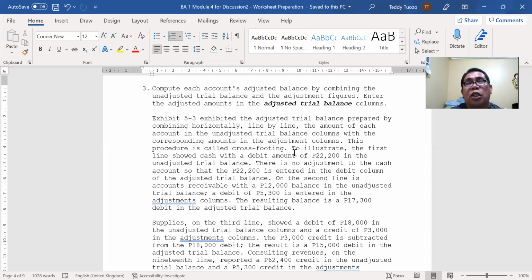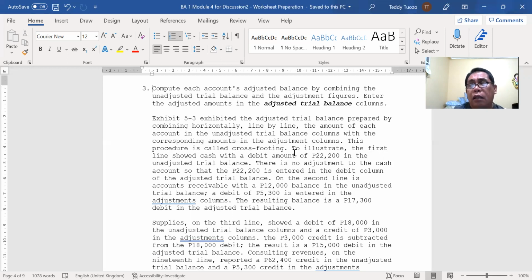But if the adjustment in the worksheet, sa unadjusted trial balance, is a debit balance, and the adjustment is a credit entry, then of course we have to subtract because we have different signs. The other balance is debit while the other entry is credit. Kung debit, i-add; credit, i-add. Credit, debit, i-minus; debit, credit, i-minus.